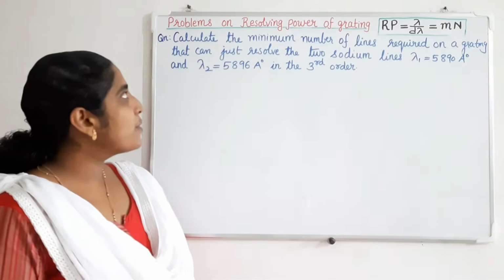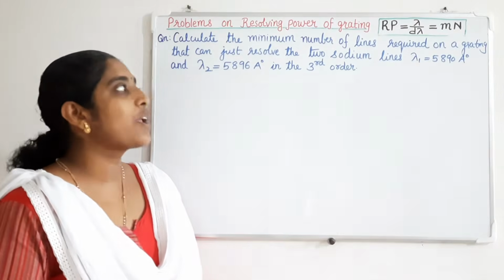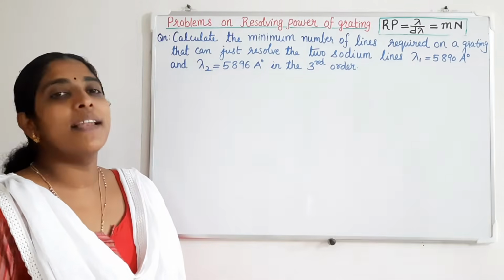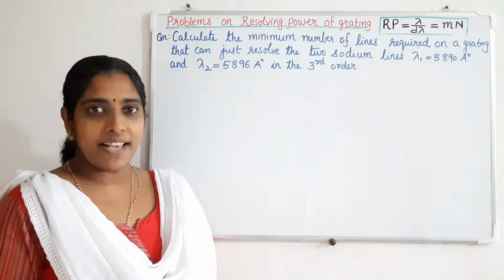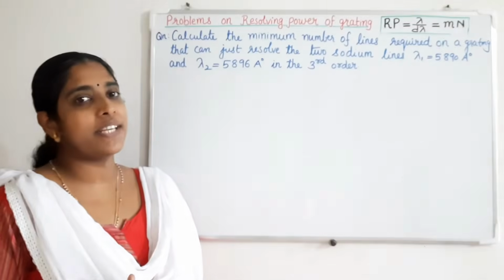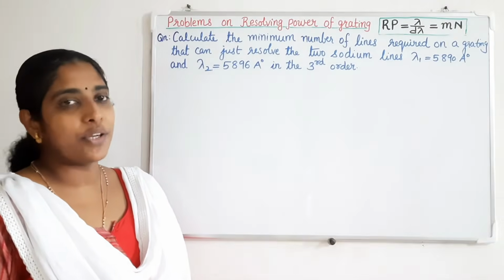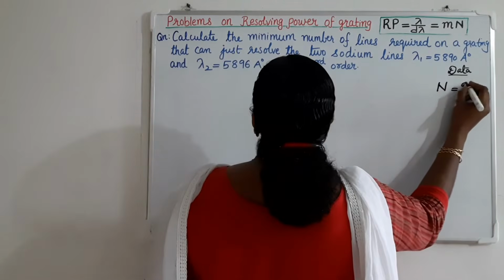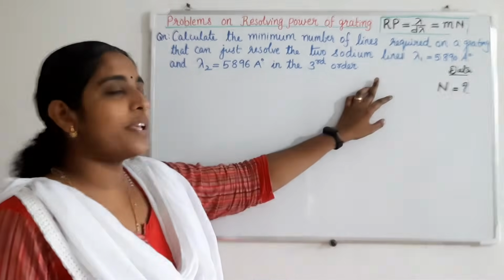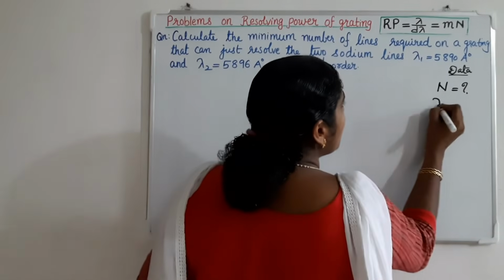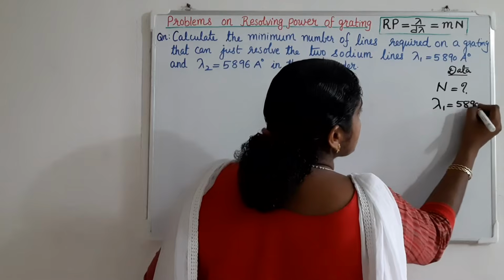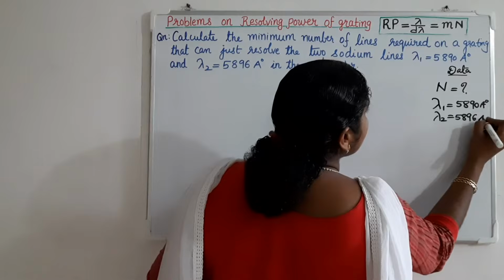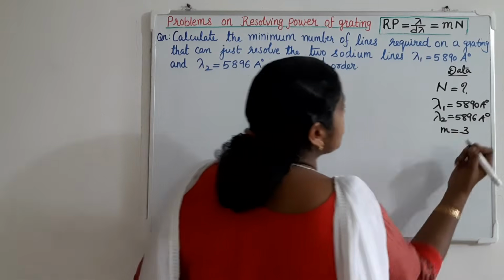Next question: calculate the minimum number of lines required on a grating that can just resolve the two sodium lines, lambda 1 equal to 5890 Angstrom and lambda 2 equal to 5896 Angstrom, in the third order, that is m is equal to 3.